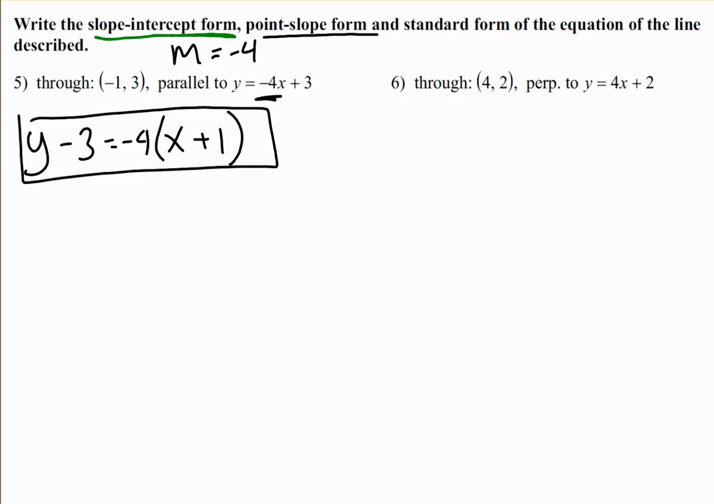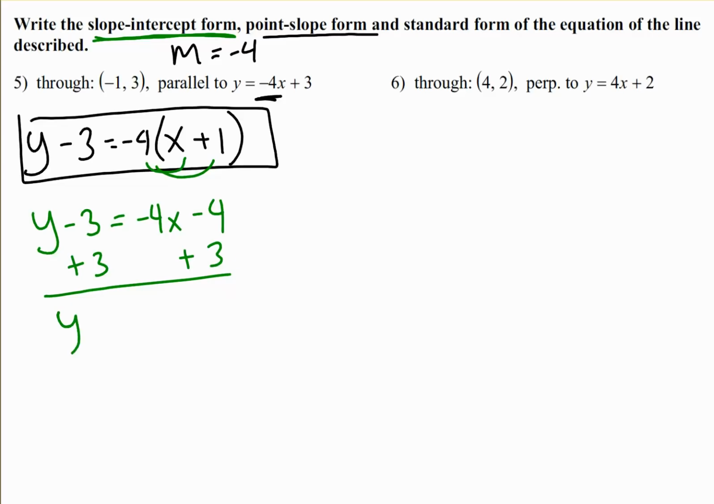So now to change that point slope form into slope-intercept form, we'd need to distribute, because slope-intercept form doesn't have parentheses, so we get y minus 3 equals -4x minus 4. And now we want to get y by itself, so we'll add 3 and add 3. And so we'll get y equals -4x minus 1. And there's slope-intercept form.